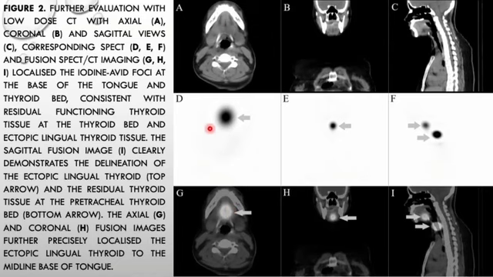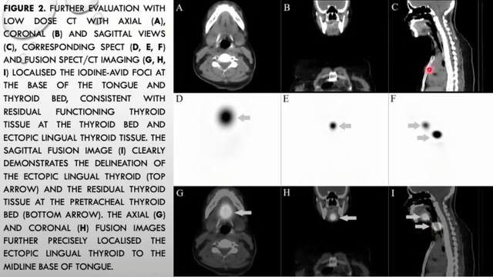So the column here from A, D, and G are of the same region. B, E, and H are of the same region. C, F, and I are of the same region. So we can see here from the provided arrows that there's clear delineation of the ectopic lingual thyroid and the residual thyroid tissue at the pretracheal thyroid bed.